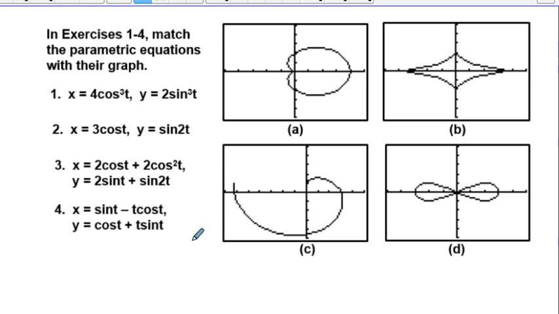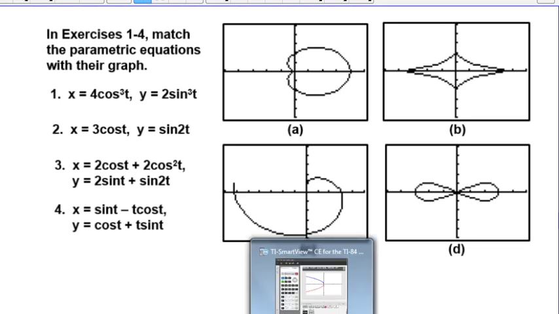I just want to show you entering this in the calculator. I'm going to do number 1 and probably number 2 here just to show you what it looks like. So 4 cosine cubed t.